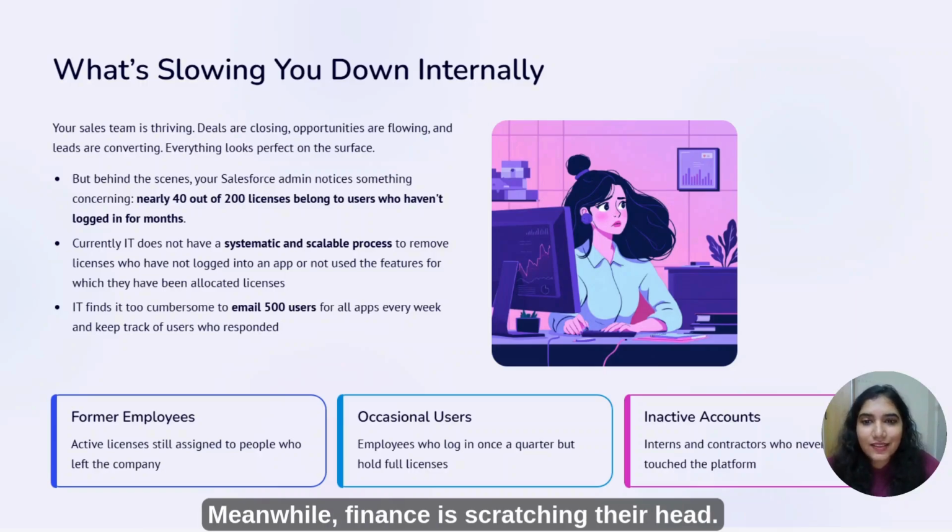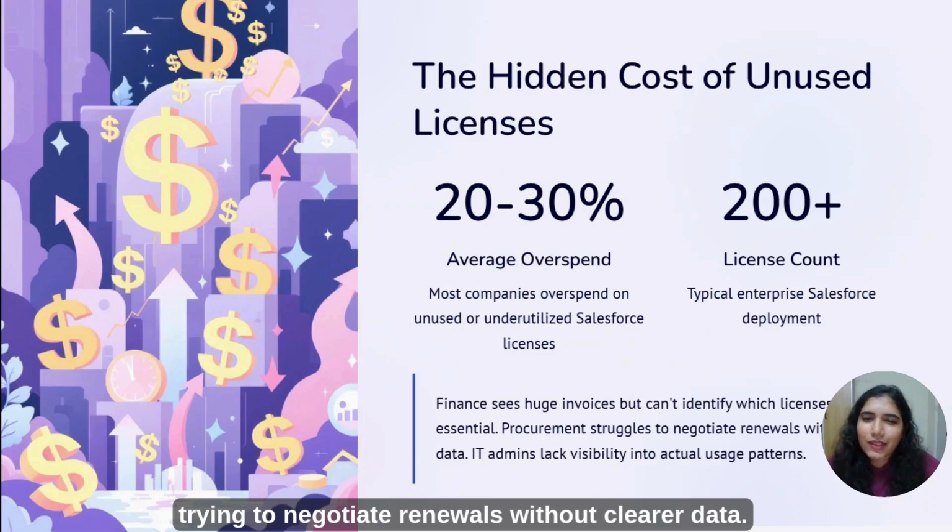Meanwhile, finance is scratching their head. They see a huge invoice from Salesforce, but they don't know which licenses are essential and which are just collecting dust. Procurement is stuck in between, trying to negotiate renewals without clearer data.